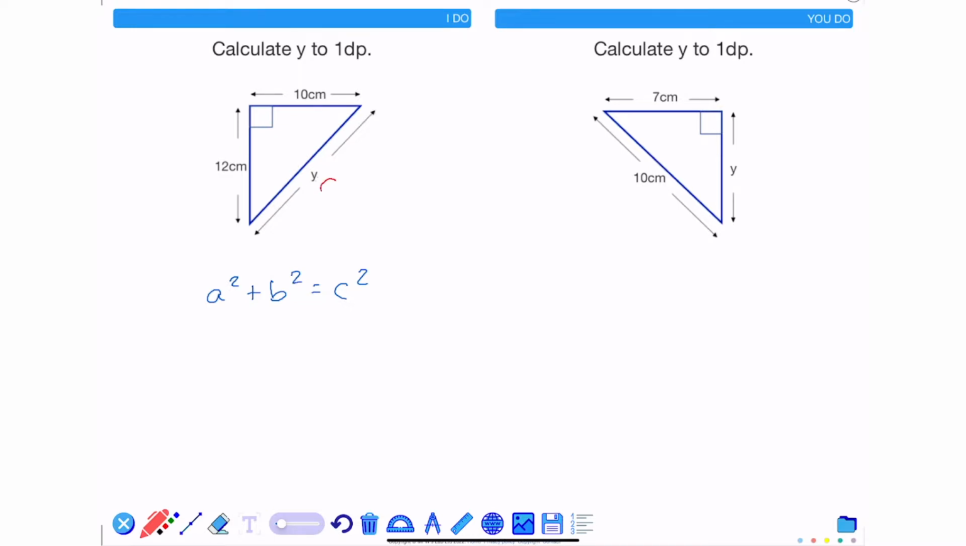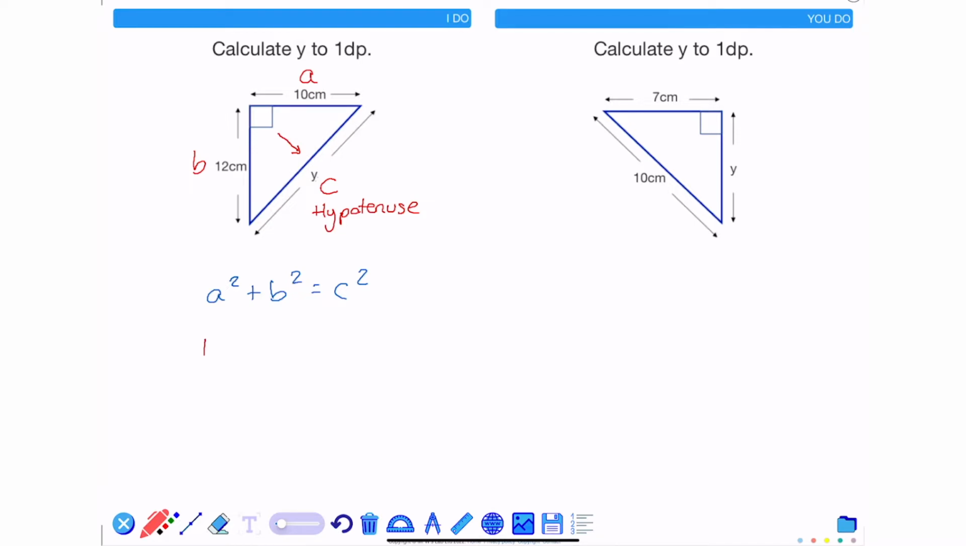C is always the one that is the longest side, and we can see that this is opposite to the right angle. C is otherwise known as the hypotenuse. A and B are the two shorter sides, and it doesn't matter which order they go in, so I will call the top one A and the side one B. Now that I can see that I've labelled them all, I can substitute in the information that I've been given.